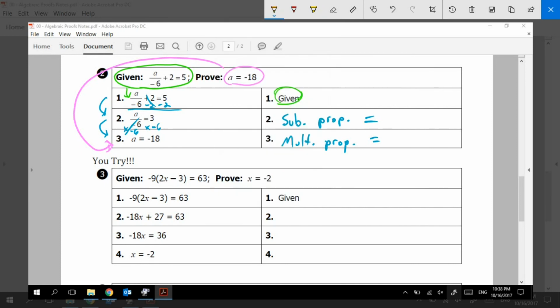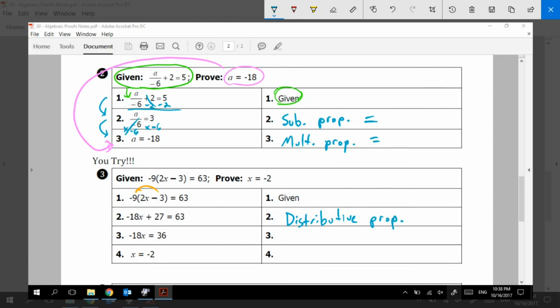We distributed. That's all we did. What property did we use? Isn't there one about distributing? Yes, there is. It's literally just called the distributive property. Wow, that's crazy. Distributive property. We distributed and we used the distributive property.